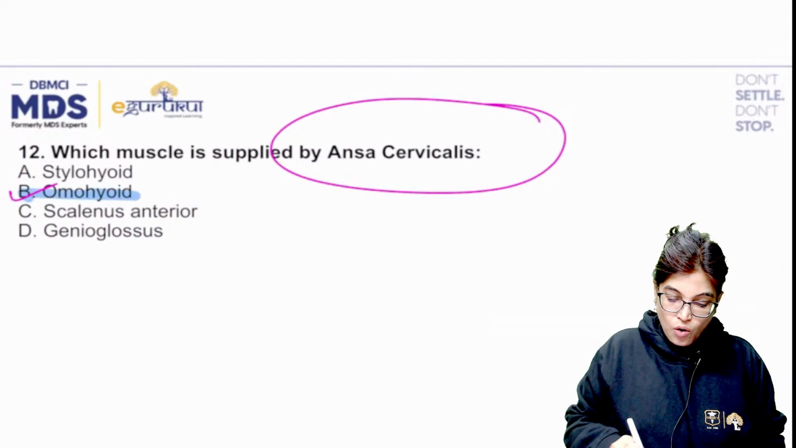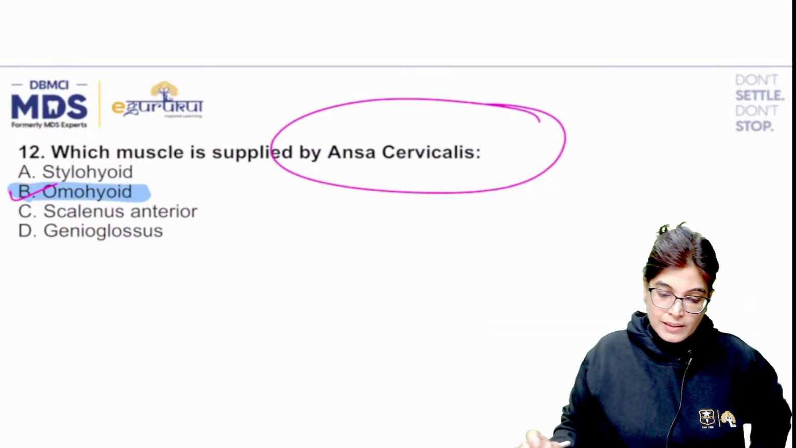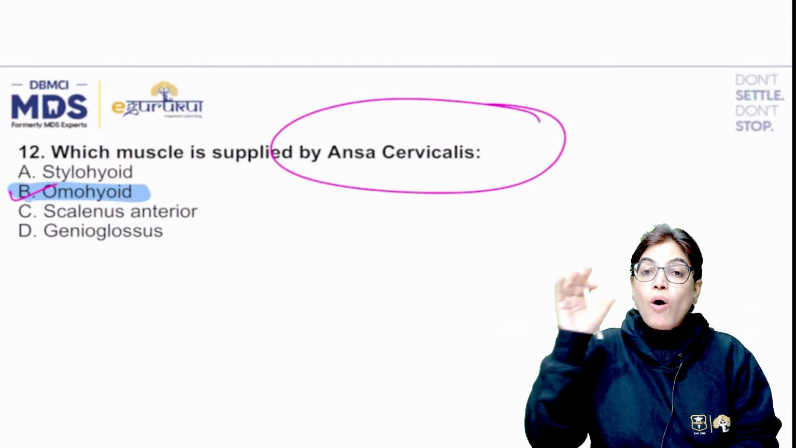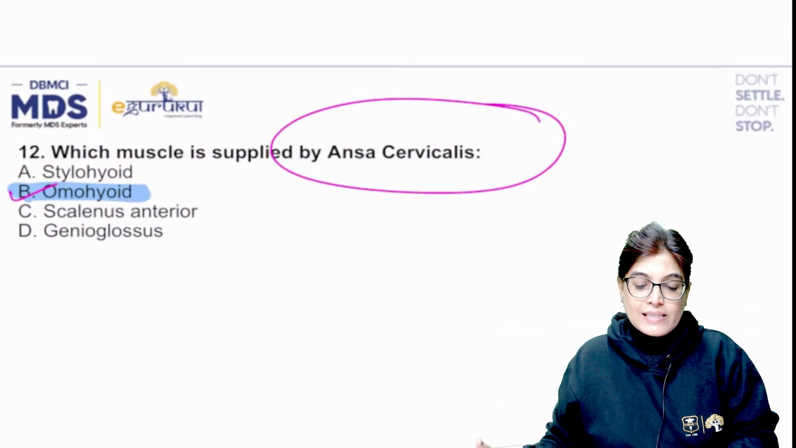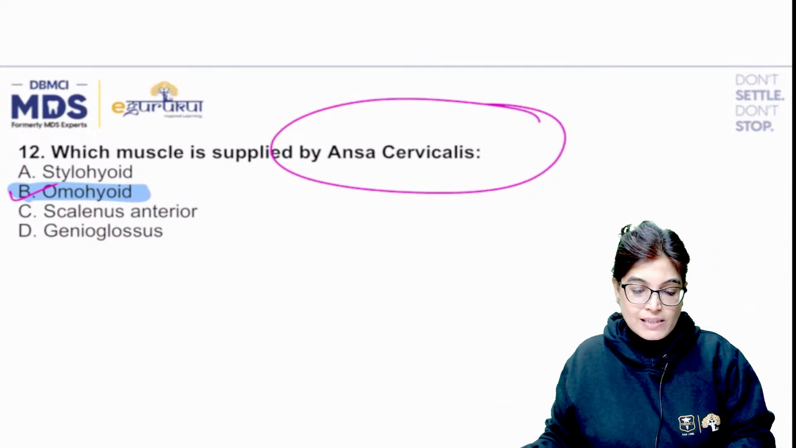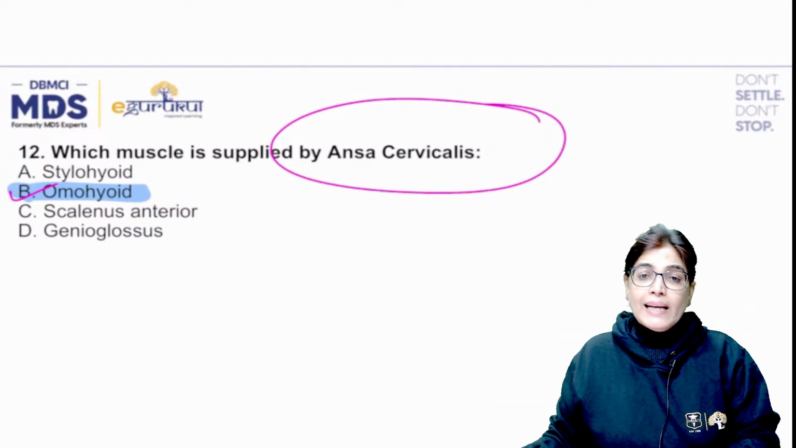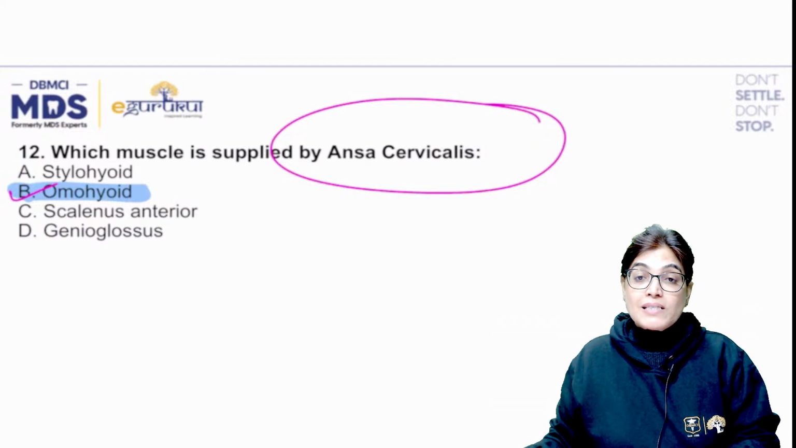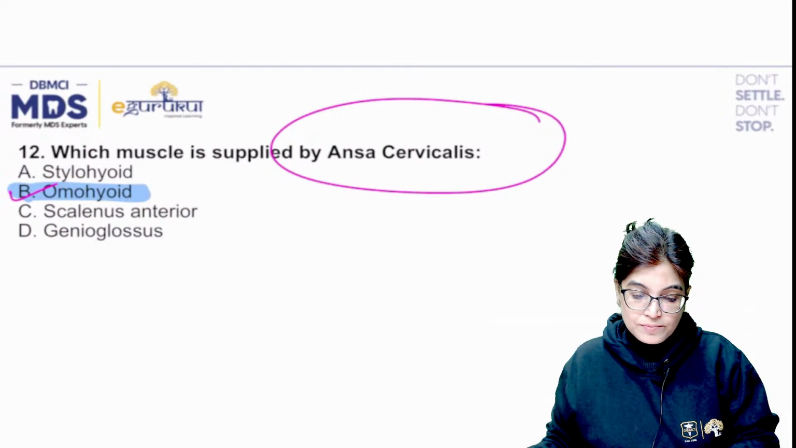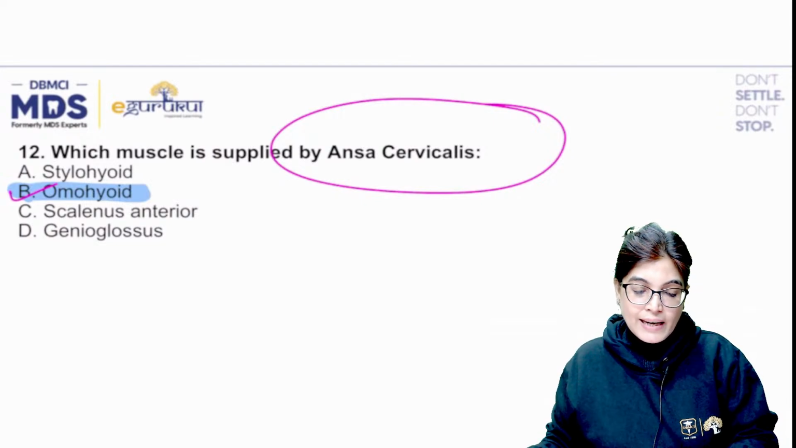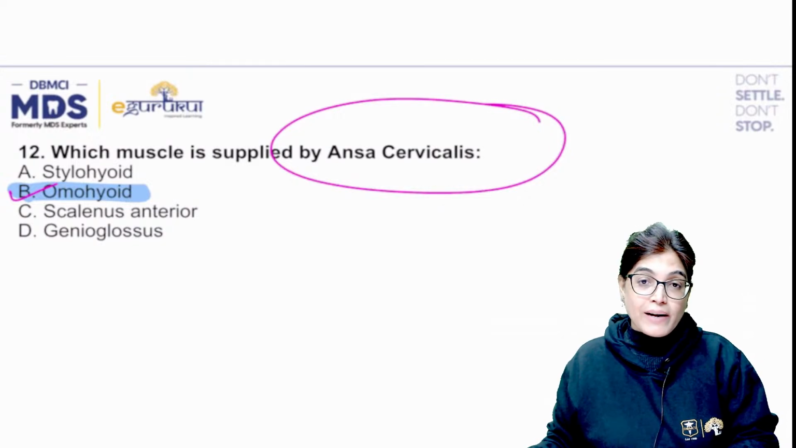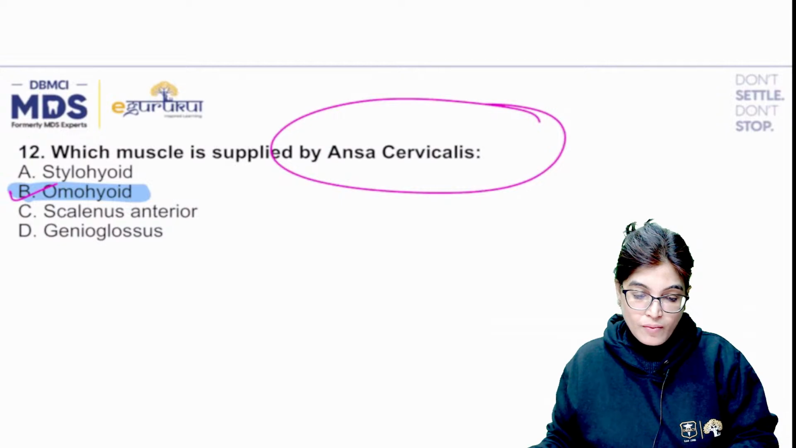All of you, omohyoid is the right answer. Those who have given B have given the right answer, omohyoid. Actually, all the infrahyoid muscles are supplied by the ansa cervicalis loop. Can anybody tell me which infrahyoid muscle is not supplied by ansa cervicalis loop? Yes, Ahana and everybody is right.